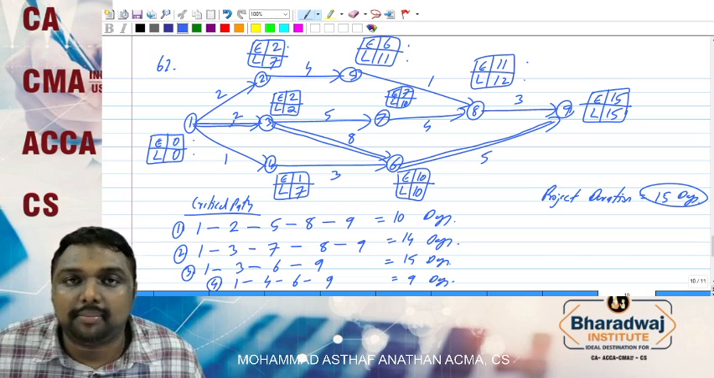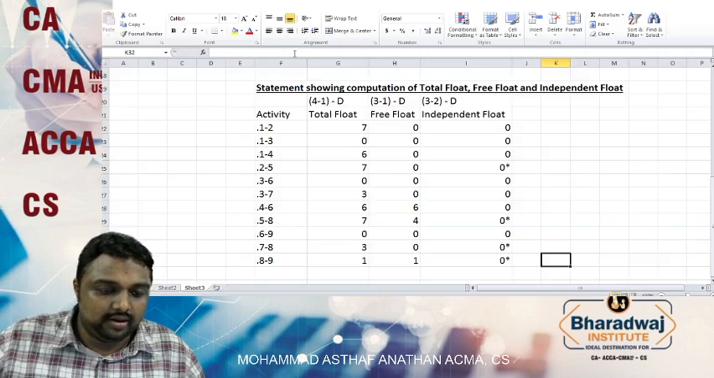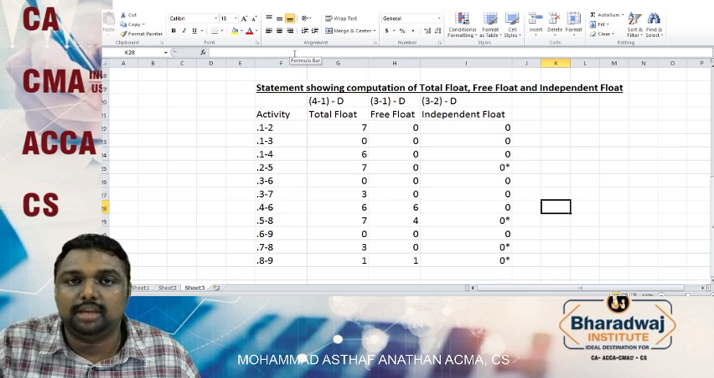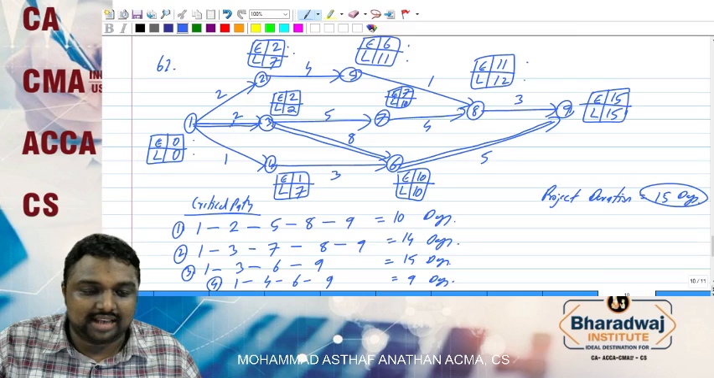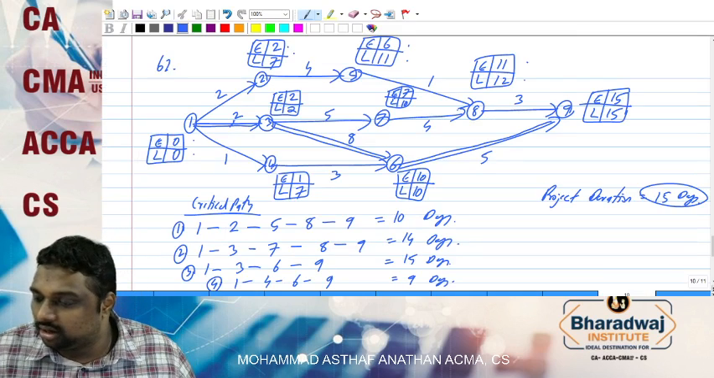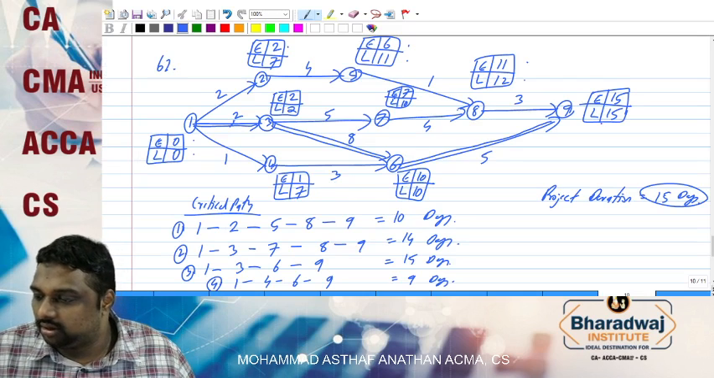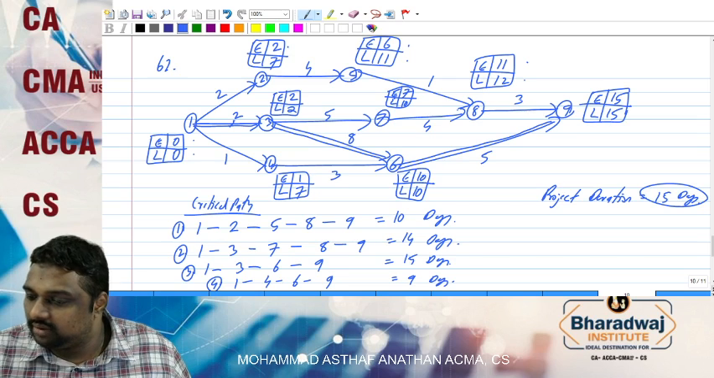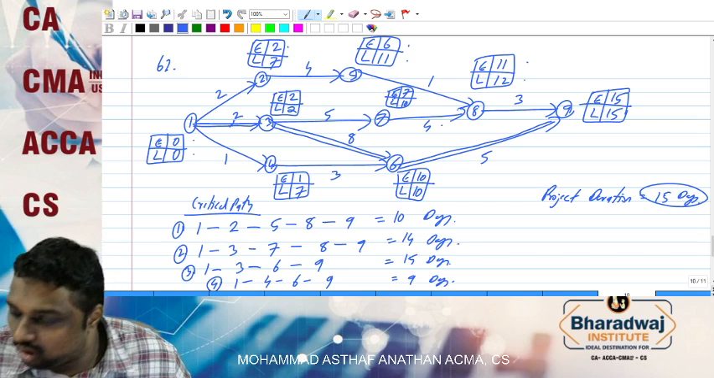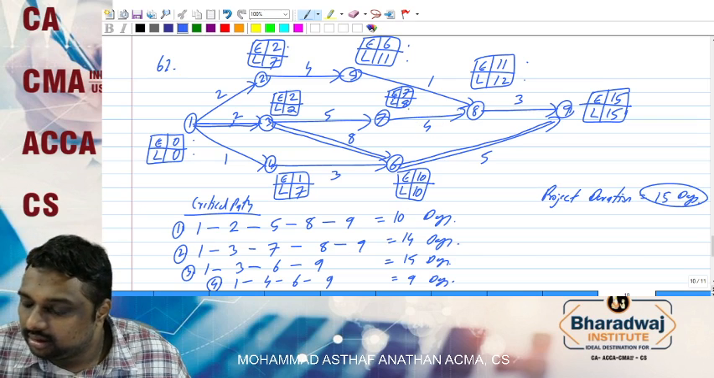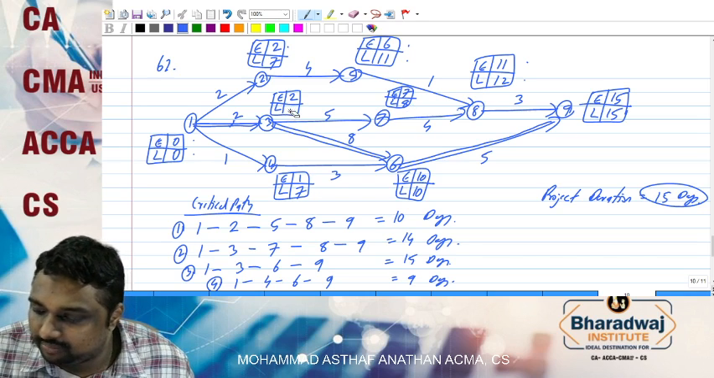So since this number is changing, there will be slight changes in the independent float. So you please try to do this independent float yourself. The slight change in the correction will come here and all else is correct. 10 minus 3, 7, all correct only. Here 15 minus 3 we have 12. 12 minus 4 we will have 8. Now 8 minus 5 we will have 3.